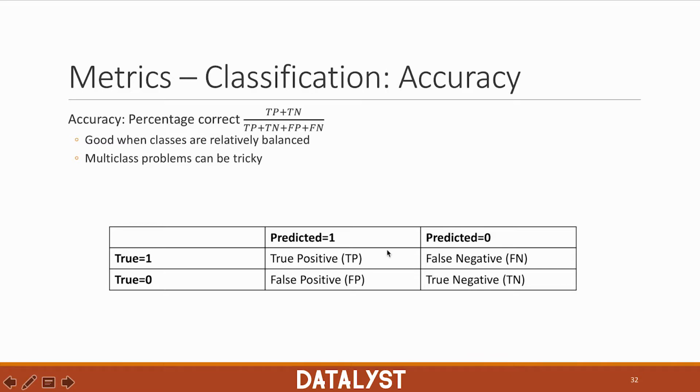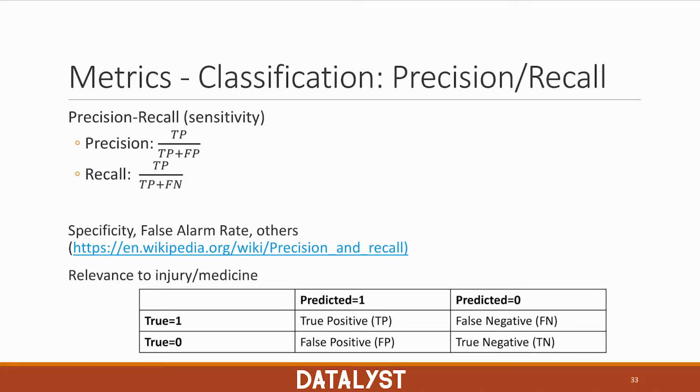So we want to predict 1 when the real value is 1, and we want to predict 0 when the true value is 0. So the accuracy is simply calculated as true positive plus true negative over all the cells. That is simply the percentage of correct predictions, which is good when the classes are relatively balanced, but multi-class problems can be tricky.